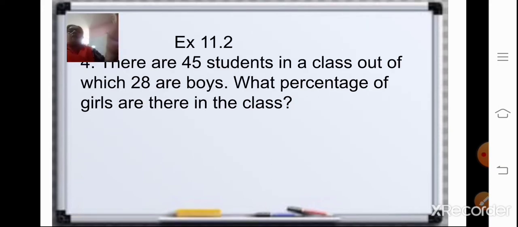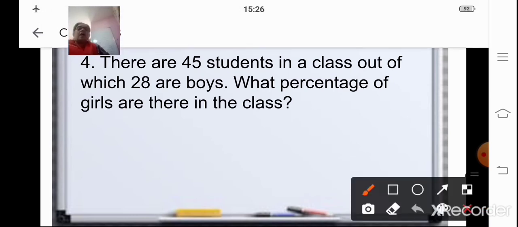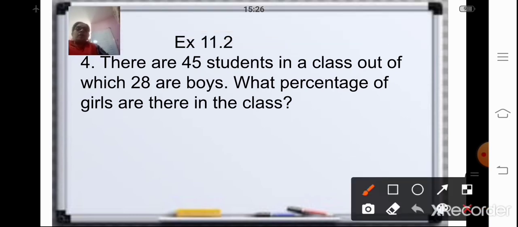Okay. Now word problems of exercise 11.2. Whichever exercise sums are there, you have to solve them in your notebook. The first sum is: there are 45 students in a class, out of which 28 are boys. What percentage of girls are there in the class?